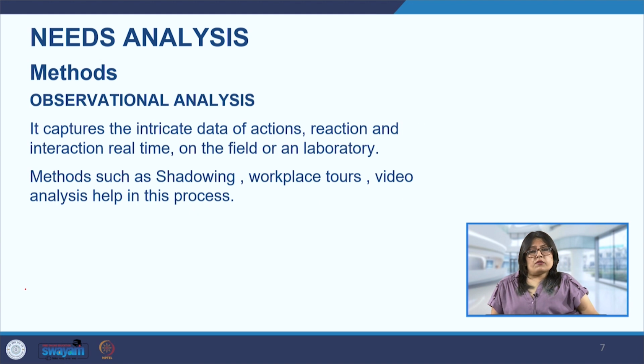And of course, the observational analysis, where we observe the user, we see them in their natural setting, and we observe them interacting with the particular problem at hand, the particular product or service that they're interacting with. So it tells us about the issues that they're encountering while going about this particular activity. And now here we have two methods that I've shown here. So one is the method of shadowing and the other is the workplace tours.